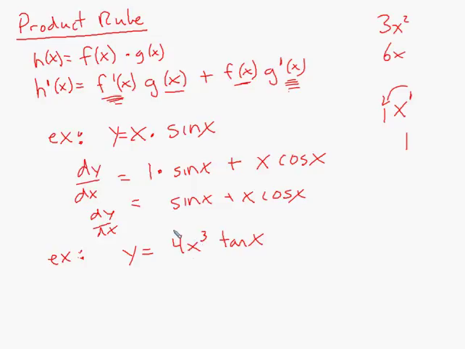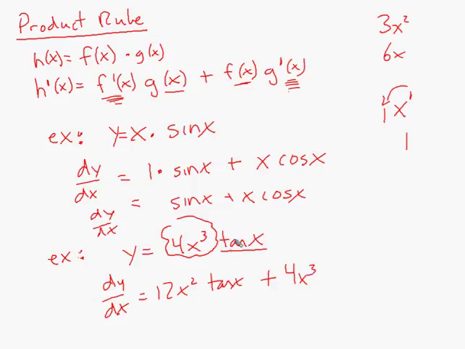Okay? So this is my first thing. This is my second thing. All right? So, dy/dx. I take the derivative of the first thing. That's 12x squared, times the second thing. Now I add to it the first thing times the derivative of the second thing.